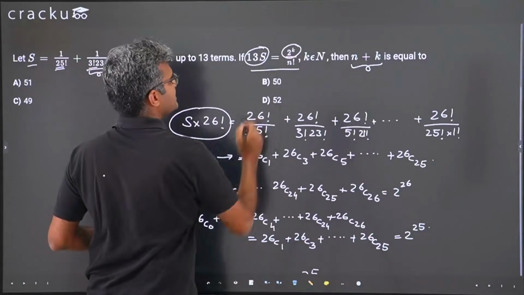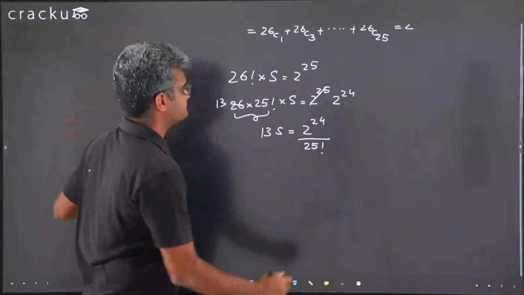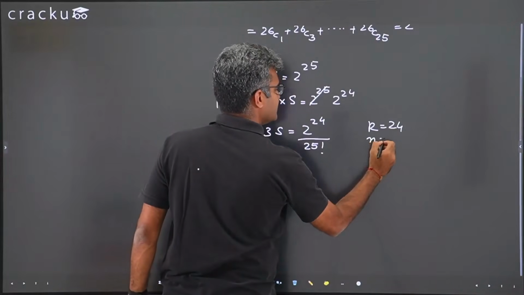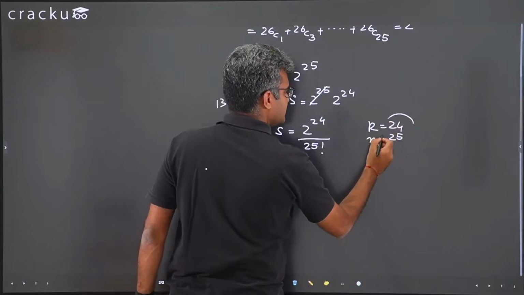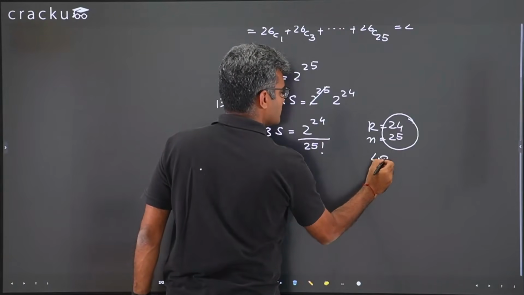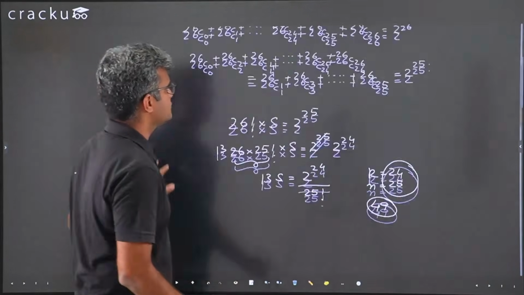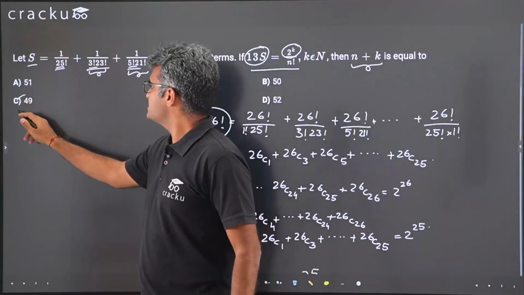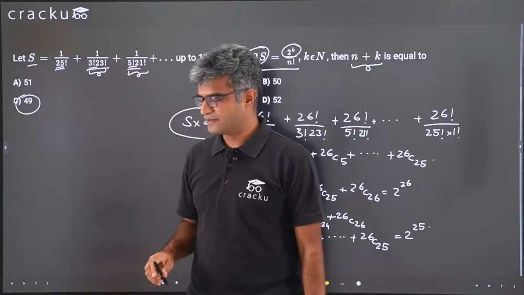So k will be equal to 24 and n will be equal to 25. And the sum of both of them is equal to 49. So the answer for this particular question is option C, which is equal to 49.